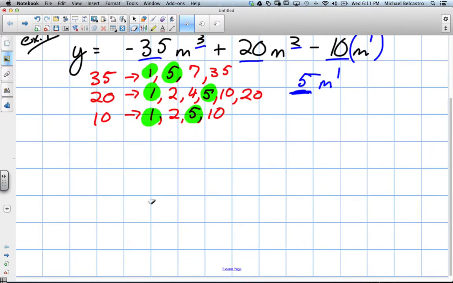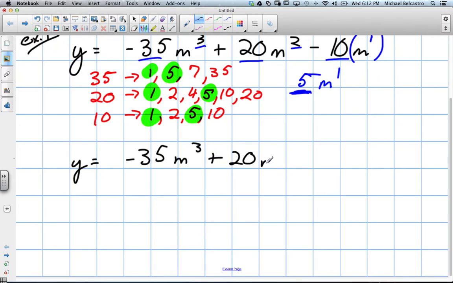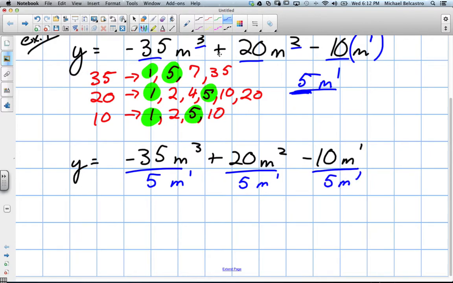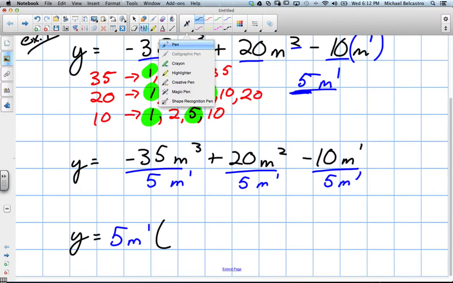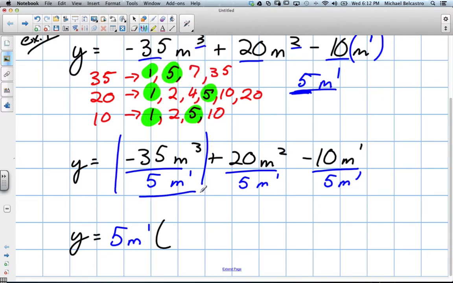So I'm going to rewrite this question, and we'll do that one a little after in a different video. Y equals negative 35m cubed plus 20m squared minus 10m to the power of 1. Like I said, we got our common factors. We're going to divide by 5m to the power of 1 every single time. So on our next line, it's going to read y is equal to 5m to the power of 1, and then in brackets we have to solve each of these pairings. When we solve that, that becomes the new number, and then we'll have another new number and another new number. So we'll have 3 new numbers in there.